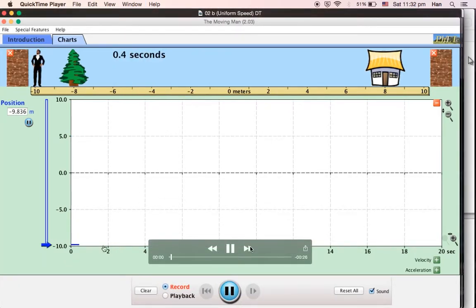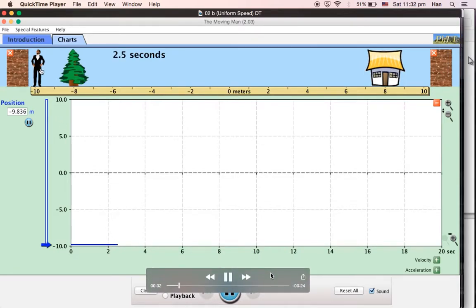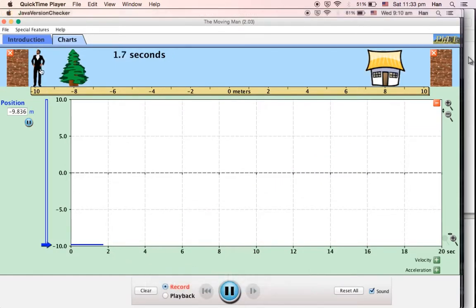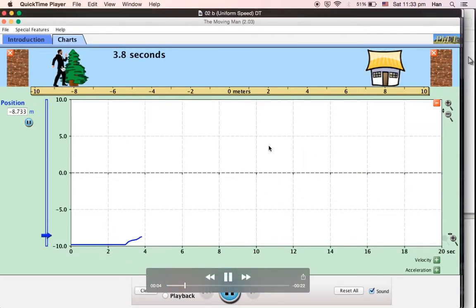Over here, you notice what happens to the guy. The guy is moving from one end to the other end, and what do you notice about his speed? He's moving at constant speed. As long as he's moving at constant speed, this line has the same gradient, the same amount of slope. What do I mean by gradient? Gradient simply means the amount of slope. Let's start it off again.